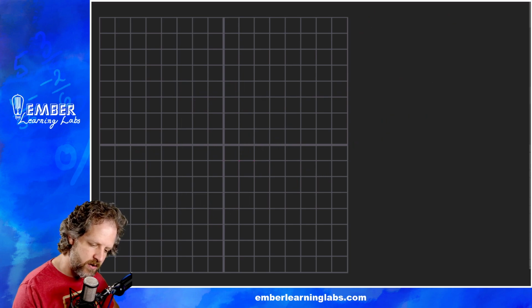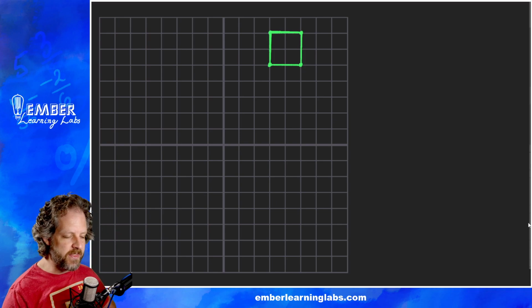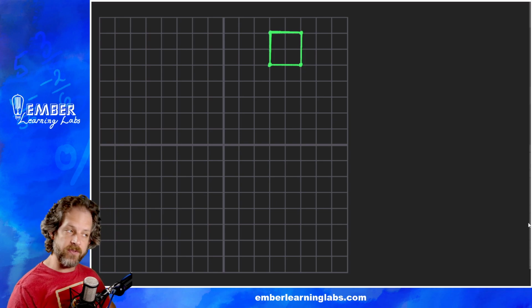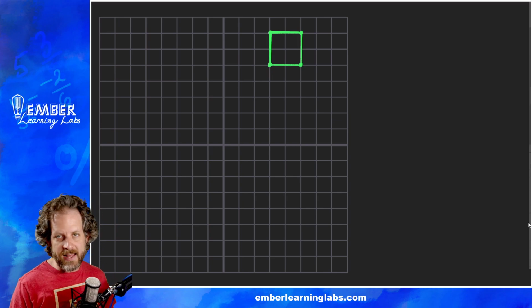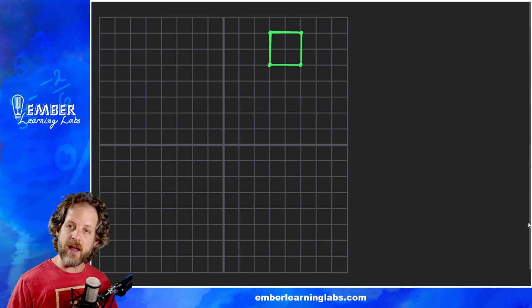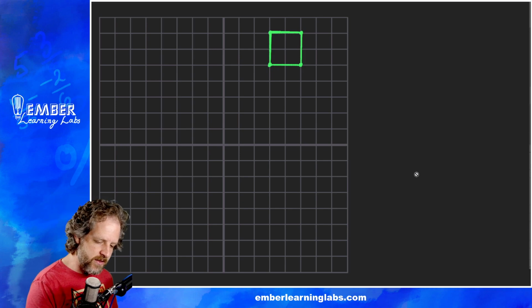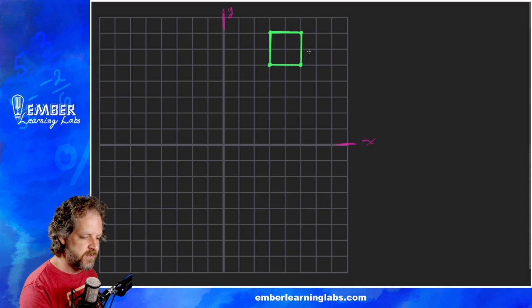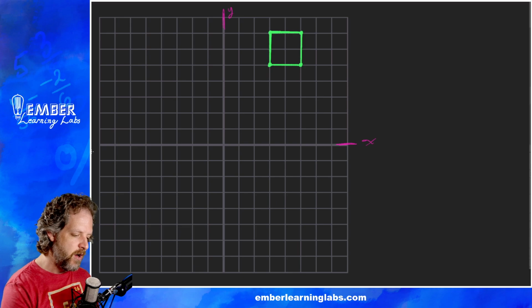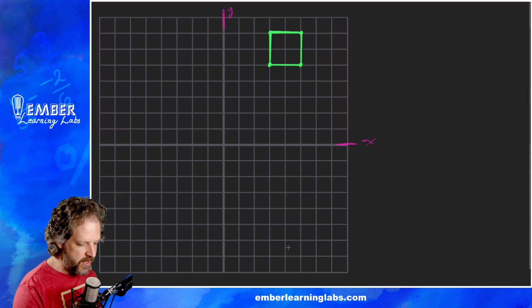All right. So we're going to take this shape and then we're going to reflect it. Now you can do a reflection over any line. At this point in our pre-algebra class, we're always going to be reflecting over either the x-axis or the y-axis. We're going to flip it over one or the other. So in this example, we're going to look at one that's flipped over the x-axis.